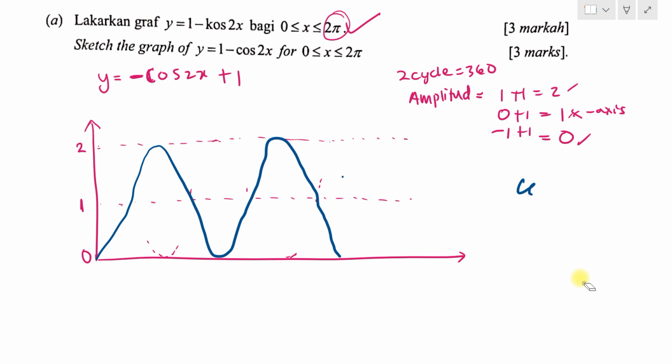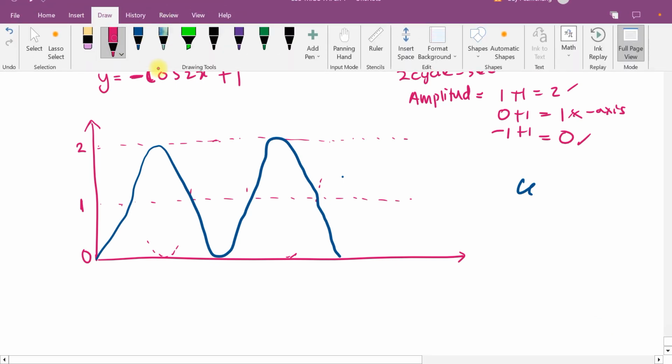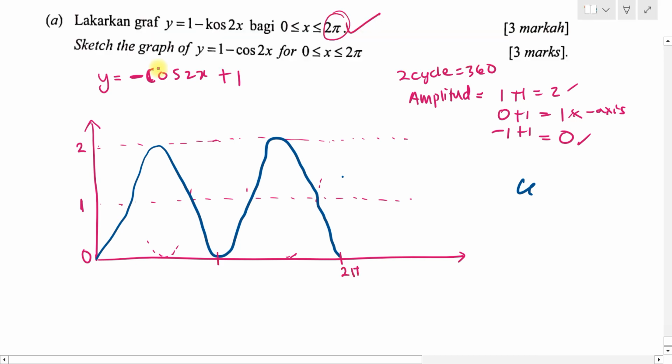Okay, you need to label them. So here is 2 pi, which means here is pi, here is pi over 2, and here is 3 pi over 2. Okay, so part A done.